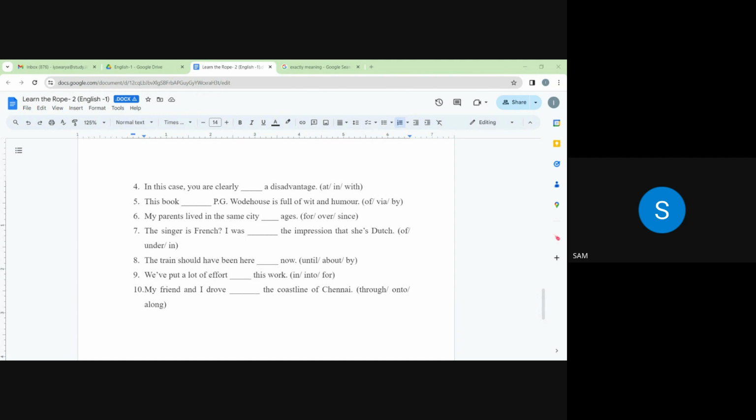And "for"? For no chance. "For this work", no, that would be really wrong. Again, similar to "of the impression" versus "under the impression", a lot of people use the expression "in this work", but the right way to use it would be to say "into this work". I've put a lot of effort into this work. The right usage would be "into this work".